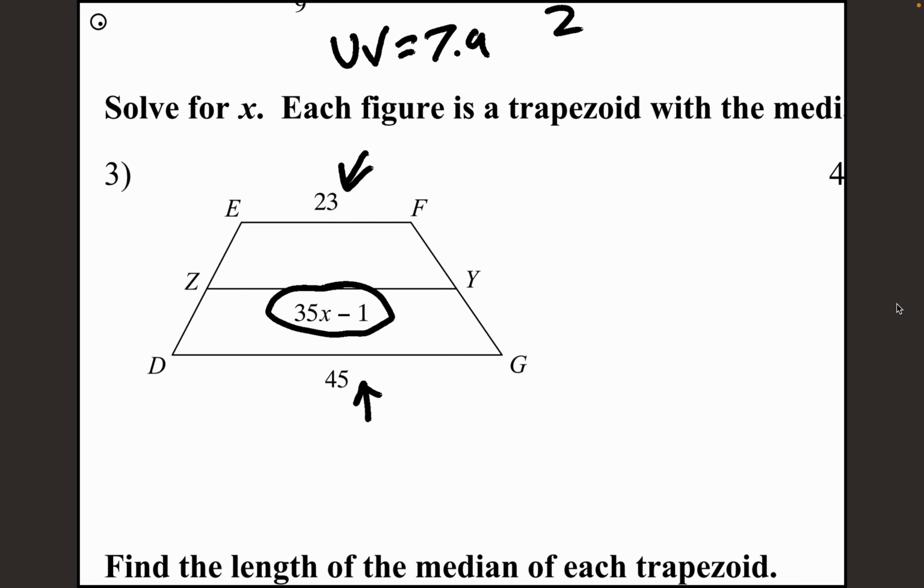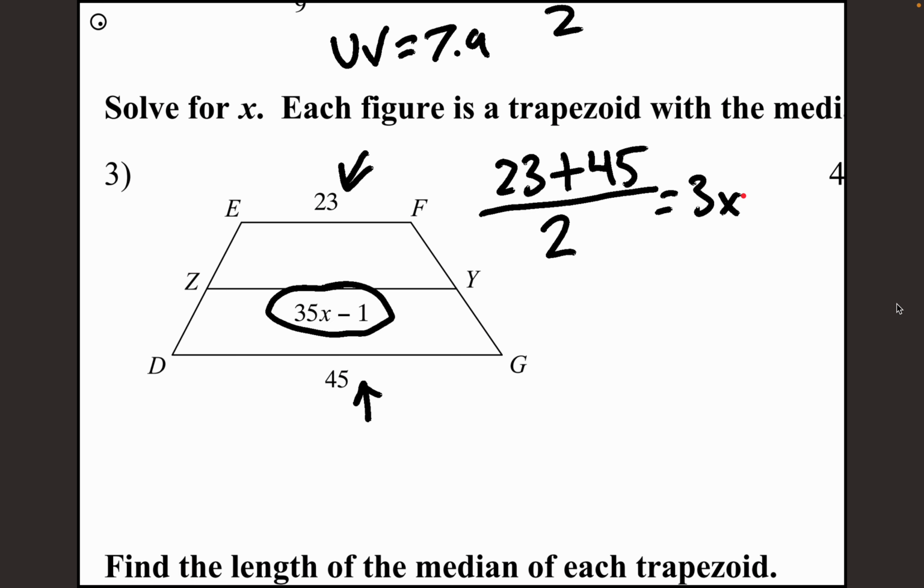So we're going to do the same thing here, just our median isn't going to be x, it's what we're finding for. So we're still going to add our top and bottom values, so 23 plus 45, and we're going to divide that by 2. And this time it's going to equal, oops, sorry, not 3x, 35x minus 1. Okay, and then we just solve from there.